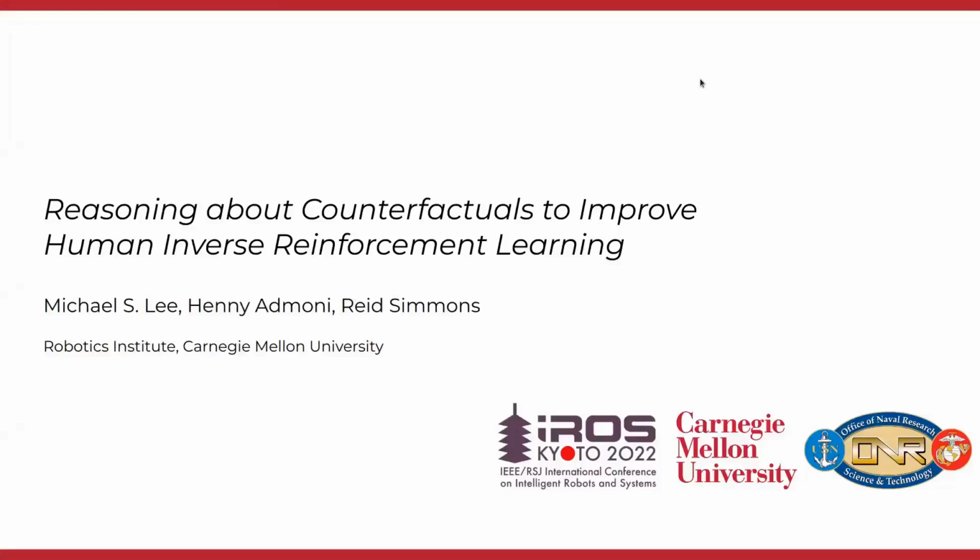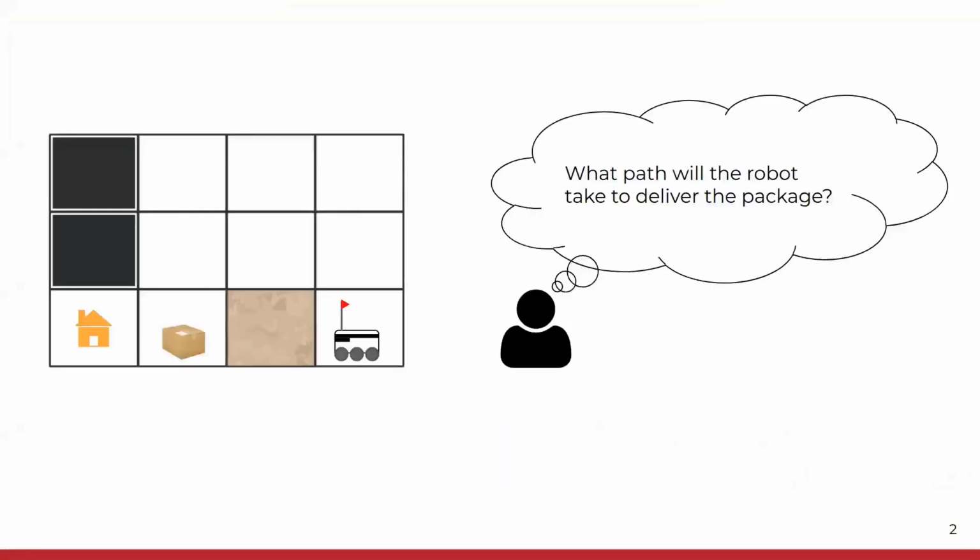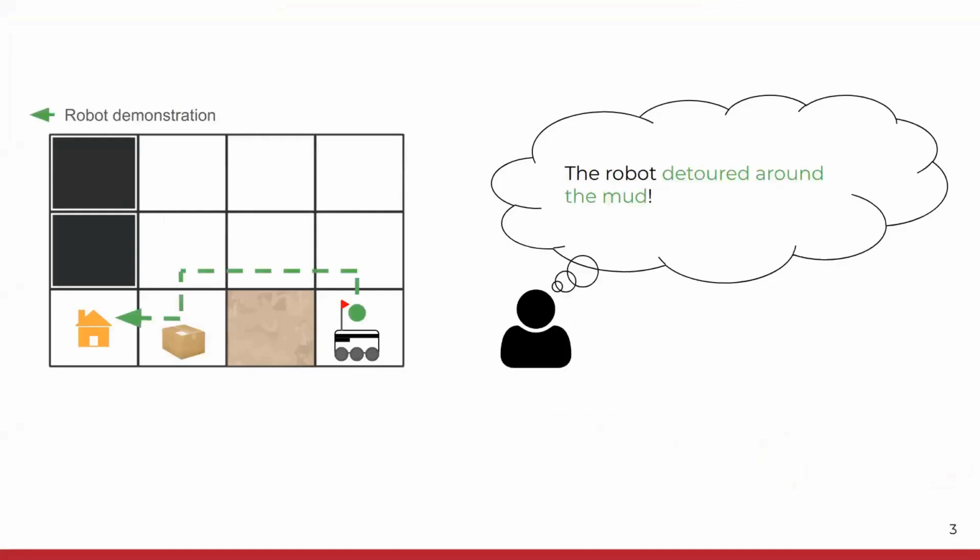Hi, I'm Mike, and I'll be presenting on reasoning about counterfactuals to improve human and reinforcement learning. For robots to be seamlessly integrated into human society, humans must be able to understand robot decision-making and predict their behaviors. One way that robots convey their decision-making is through demonstrations, like this one.